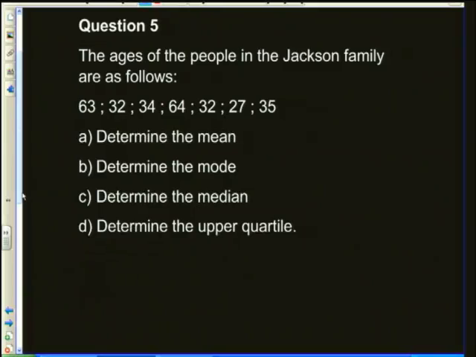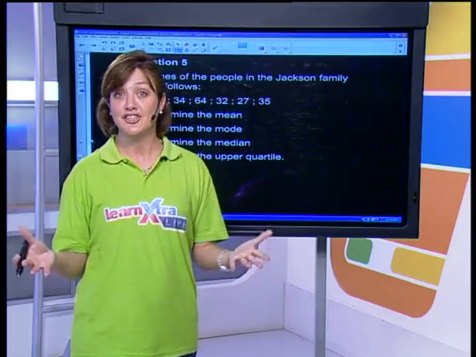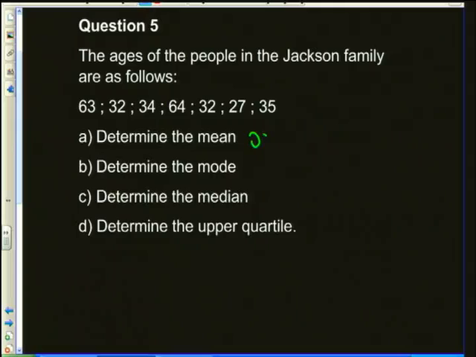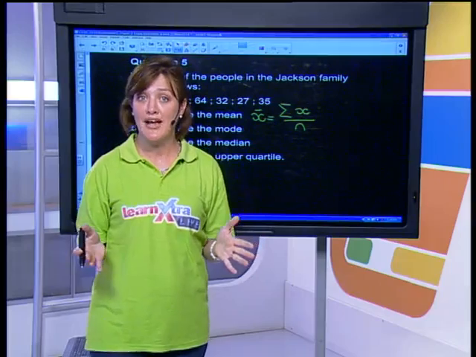The ages of people in the Jackson family are as follows. Okay, we've got everyone from 63 all the way through to 34, a 32, a 27, a 35. Determine the mean. I hope by now we all know exactly what the mean is. The average, okay? The symbol that we use for our average is our little X bar, and that's the sum of all the values that you have divided by the number of values that you have. So to work out our average, we take everybody's ages, add them up, and divide by how many we've got here: 2, 4, 6, 7. We've got 7 people there, so we would divide by 7, and we would get our average.